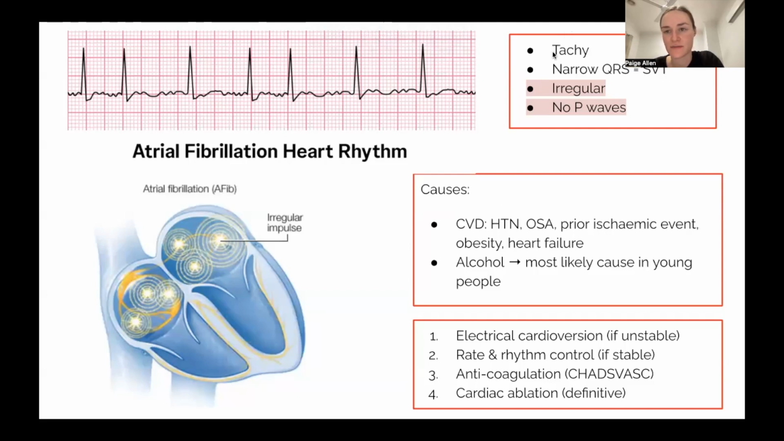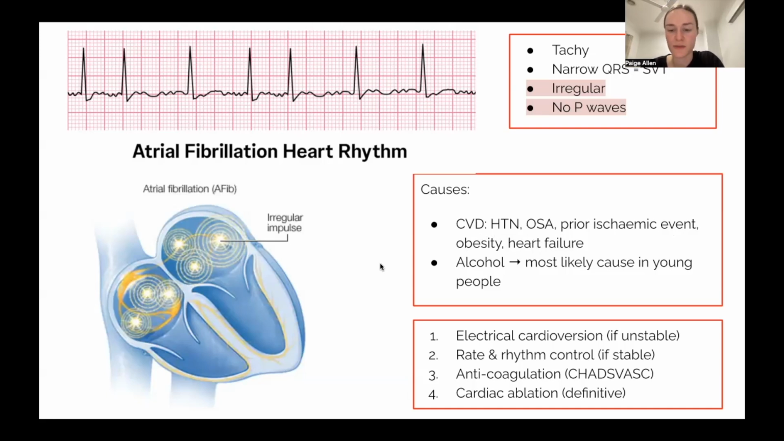So AF, again, it's a tachyarrhythmia. It's a narrow QRS so that we know it's an SVT. The giveaway, though, for AF is that it's irregular. So the R to R interval between each beat is going to be different. And then, of course, the pathognomonic thing is there is no P wave. That's what makes it AF. So the causes, well, generally things that cause structural changes in the heart can cause stretching of the atria, which then messes up how the signals actually go through. So your causes are prior ischemic events, heart failure, again, hypertension, that sort of thing. And if you see a young person that has AF, the most common cause for that is alcohol. So definitely look for that in stems.